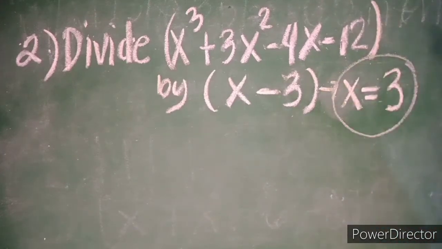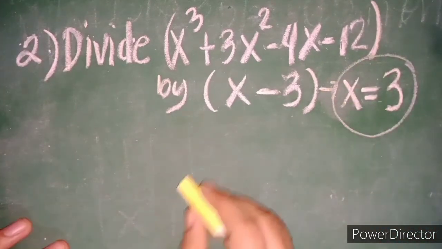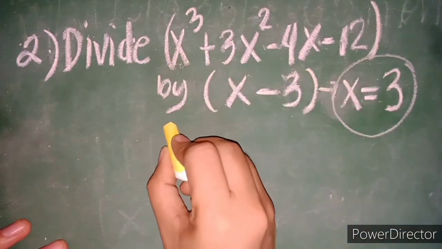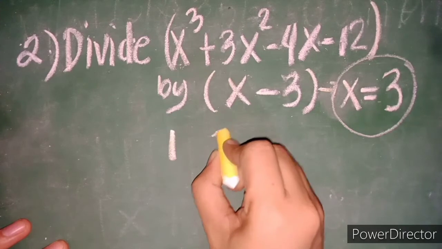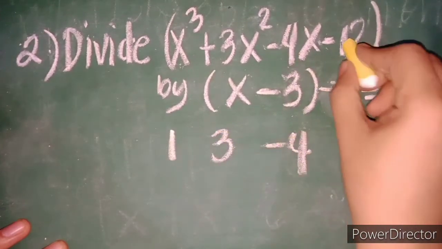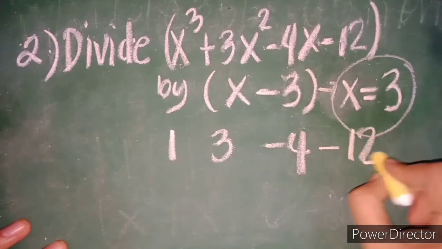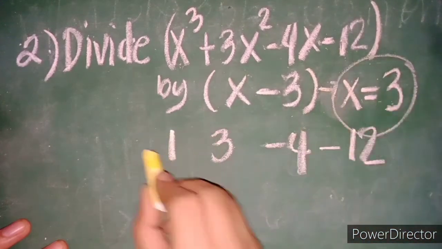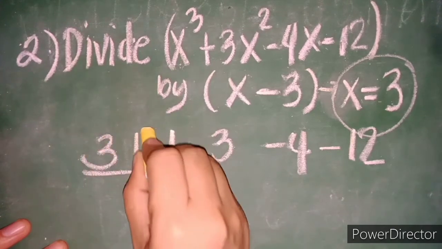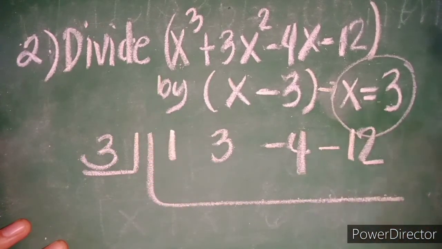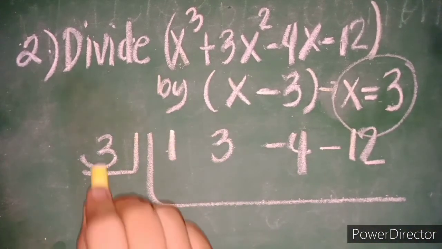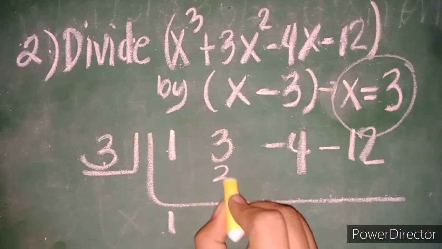Okay, so next, since meron na tayong value ng x ng divisor, which is 3, kukunin natin yung mga coefficients ng polynomial natin. So, x cubed, the coefficient is 1. We have 3, and then negative 4, then negative 12. Okay, and then yung divisor natin, which is the value ng x is 3, i-rewrite natin sa my left side. Okay, and then bring down 1. Then 3 times 1 equals 3.